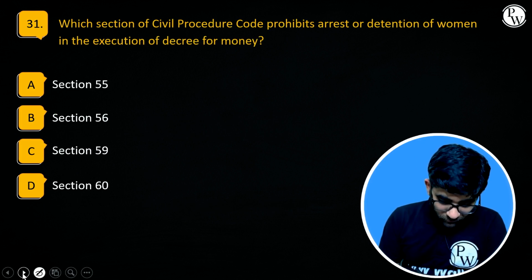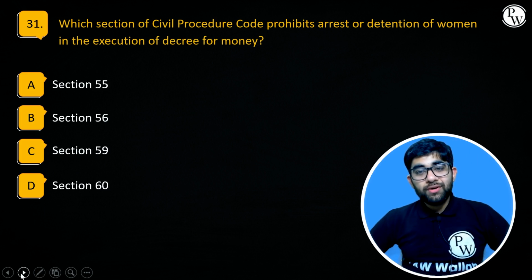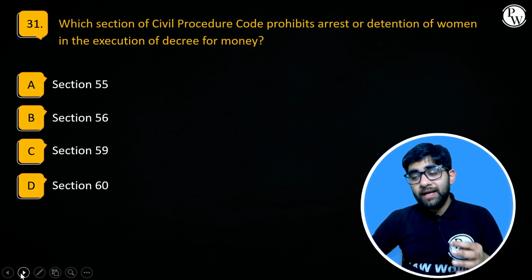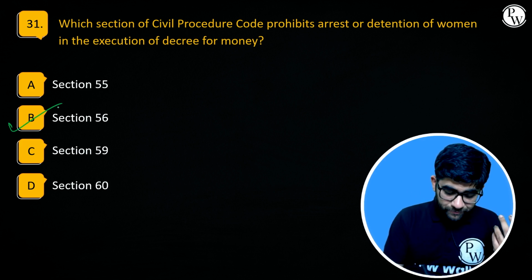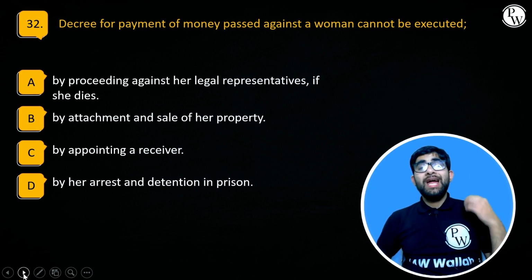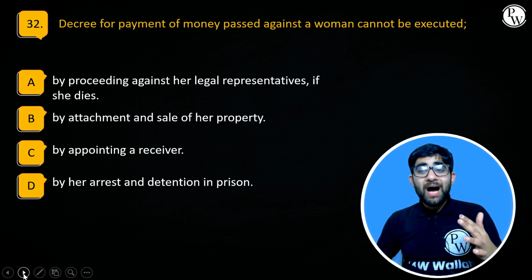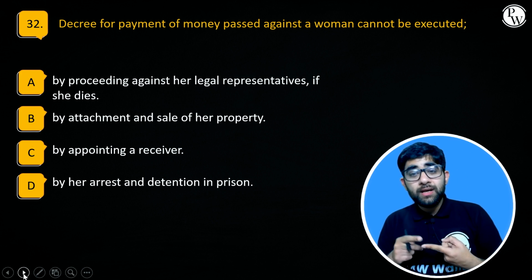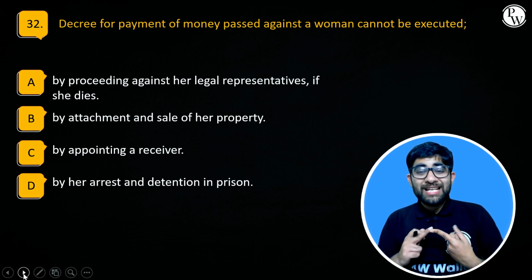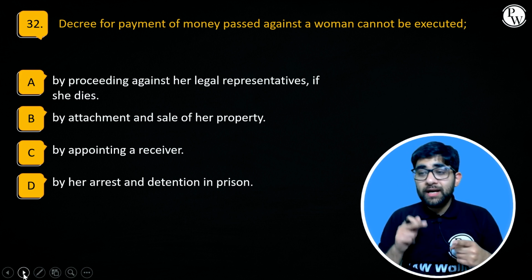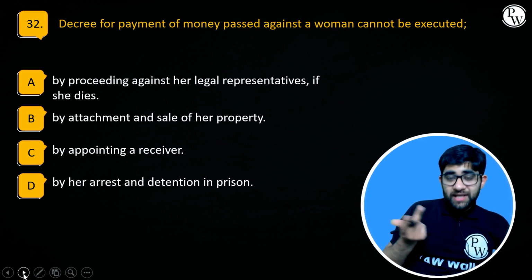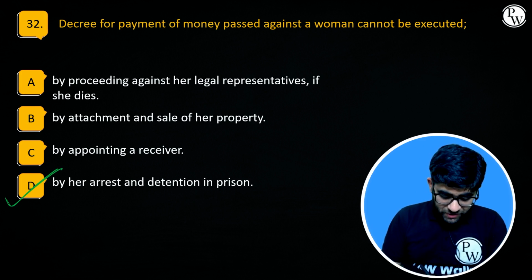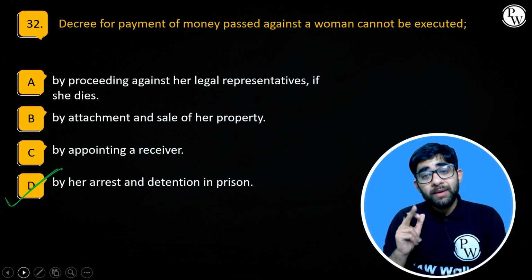Now, 31st: which section of the Civil Procedure Code prohibits arrest or detention of women in the execution of a decree for money? That is section 56. 32: A decree for payment of money passed against a woman cannot be executed by proceeding against a legal representative if she dies, by attachment and sale of property, by appointing a receiver, and by her arrest and detention in prison. This is the answer to the question. The woman cannot be arrested in a case of money.